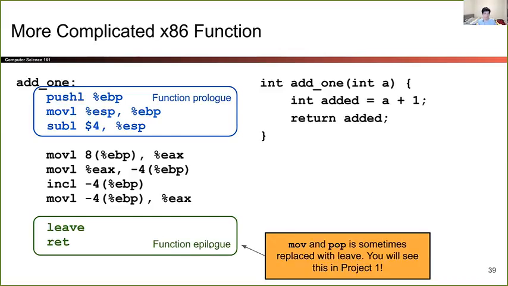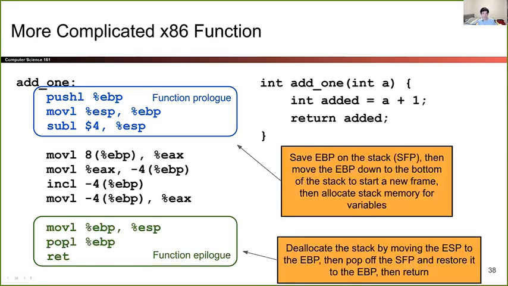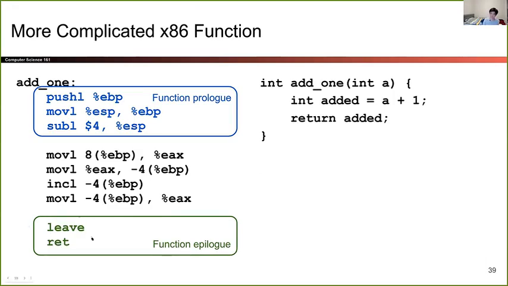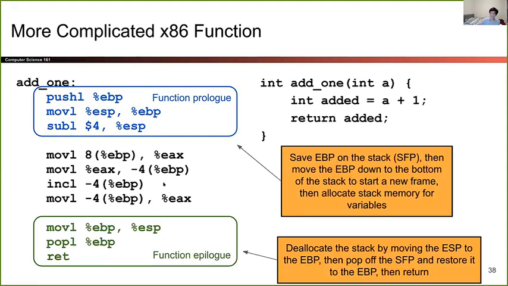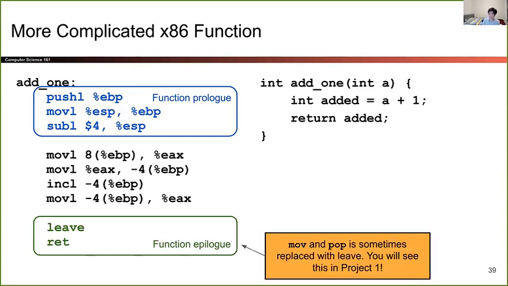Just something to keep in note, sometimes this function epilogue will be replaced by this 2-byte sequence. So before, where this is moving, popping, and then returning, we can also just have this leave instruction. It's not too important that you remember this, but this is something that you will see in project 1. This leave instruction really just encompasses moving the ESP back up to the top of the stack frame to deallocate the stack, and popping off the value at the bottom of the new stack where the SFP is stored and saving that back into the EBP. So this is just something that you'll see in project 1.